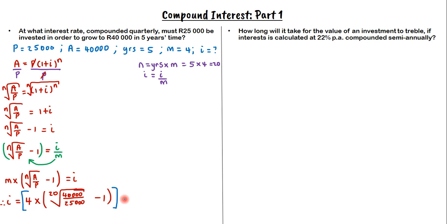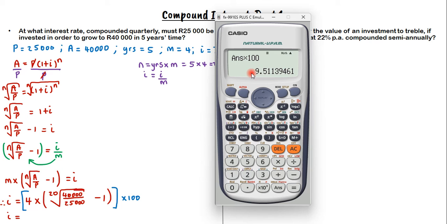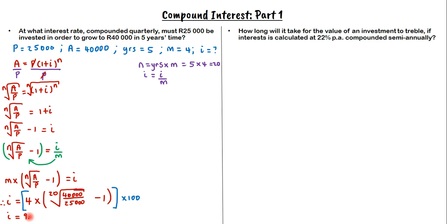Do you need to include this part? Yes, you also need to include this part. But because I don't have space here, I figured let me just put it in there and then write the final answer there. All right, so the answer here is going to be 9.51%. Alright, so let's go ahead and look into the second question.